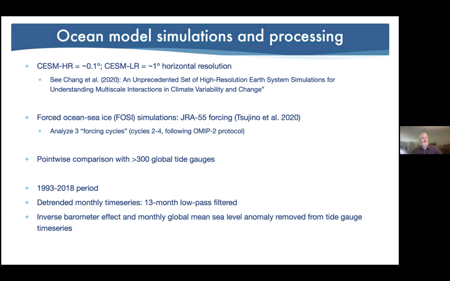We look at the 1993 to 2018 period, looking at 13-month low-pass filtered data. This is annual to decadal timescale differences that we're looking at. And we've corrected for a couple of terms that come into the tide gauges. I'm happy to talk more about those corrections later if necessary. I'm also happy to talk about other timescales or frequency bands, or other periods of time. We decided for a variety of reasons to look at the more recent record that overlaps with the altimetry record.